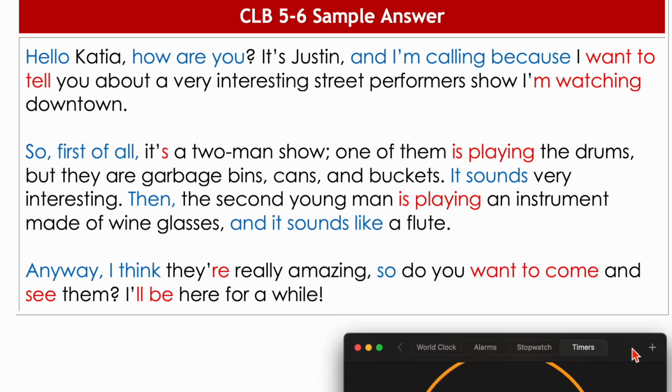Hello, Katia. How are you? It's Justin, and I'm calling because I want to tell you about a very interesting street performance show I'm watching downtown. So, first of all, it's a two-man show. One of them is playing the drums, but they are garbage bins, cans, and buckets. It sounds very interesting. Then the second young man is playing an instrument made of wine glasses, and it sounds like a flute. Anyway, I think they're really amazing. So, do you want to come and see them? I'll be here for a while.